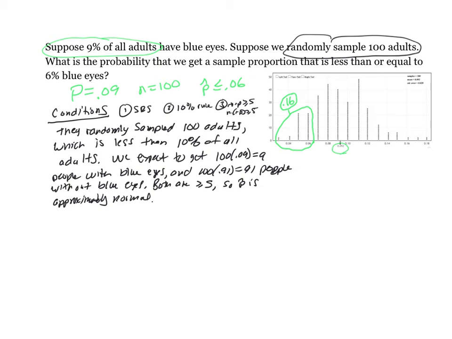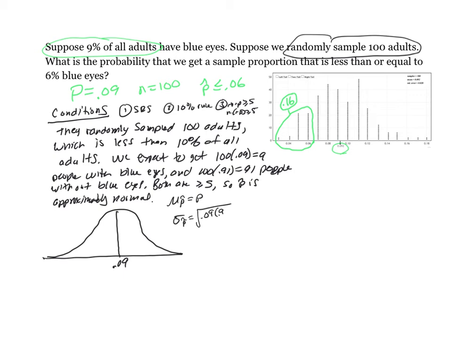Once we do that, that allows us to draw this picture. A bell-shaped curve, okay, because we know it's approximately normal. And we know by our first property that the mean of that distribution should be p, which is 9%. We also know that the standard deviation of that distribution should be the square root of p times 1 minus p over n, which is 0.0286.